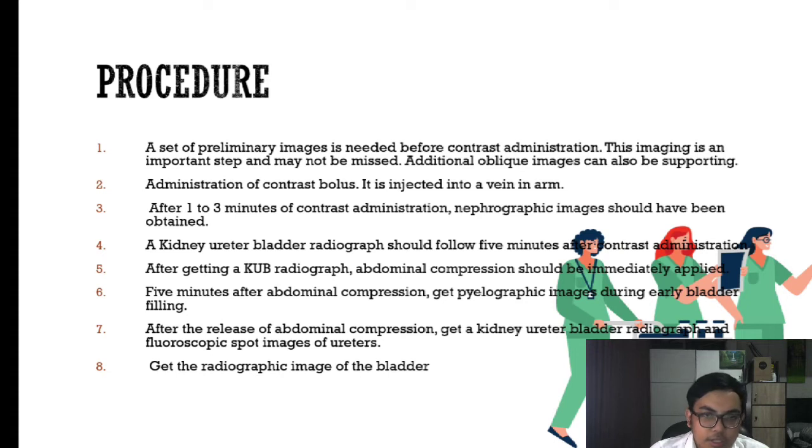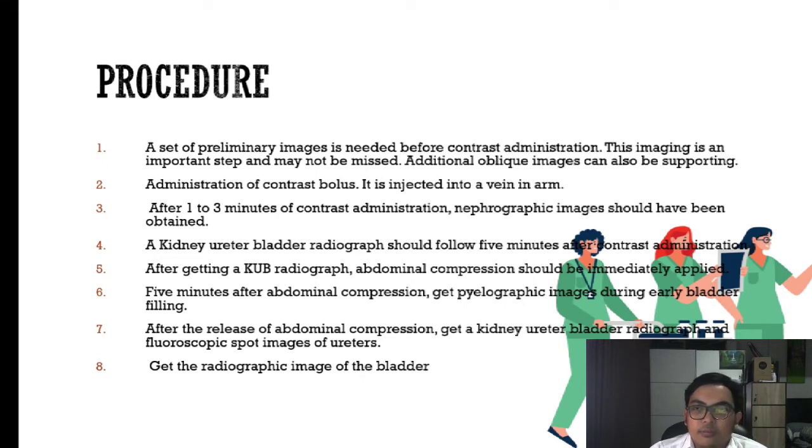After 1 to 3 minutes of contrast administration, nephrographic image should have been obtained. Then, a kidney ureter bladder radiograph should follow 5 minutes after contrast administration. After getting a kidney ureter bladder radiograph, abdominal compression should be immediately applied. 5 minutes after abdominal compression, get pyelographic images during early bladder filling. After the release of abdominal compression, get a kidney ureter bladder radiograph and fluoroscopic spot images of ureters. Last, get the radiographic images of the bladder.